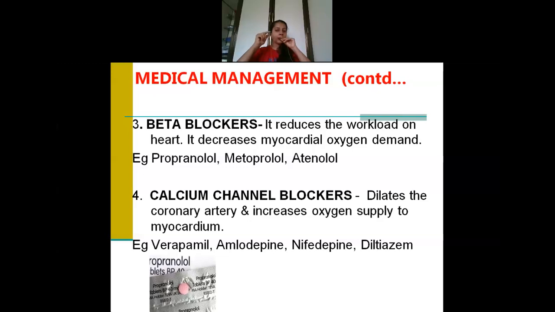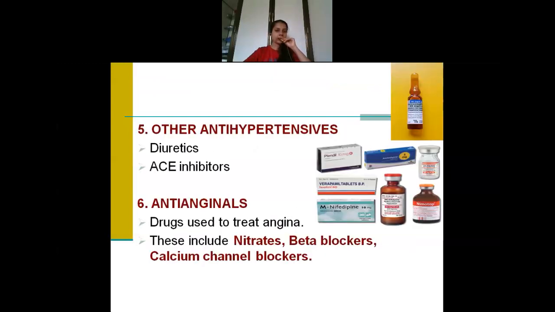Next, we can give calcium channel blockers. Now what they do is they increase the oxygen supply to the myocardium. The most common drugs that we give are amlodipine, nifedipine, diltiazem, and verapamil. Some other antihypertensives also can be started. It is not that only those antihypertensives are given. You can also give ACE inhibitors like captopril, enalapril. You can also start with the diuretics like your Lasix or furosemide.